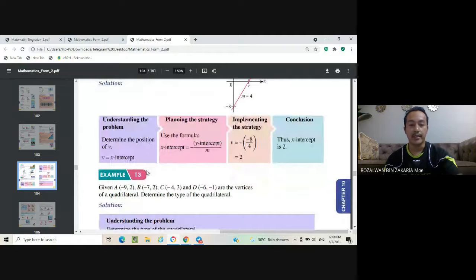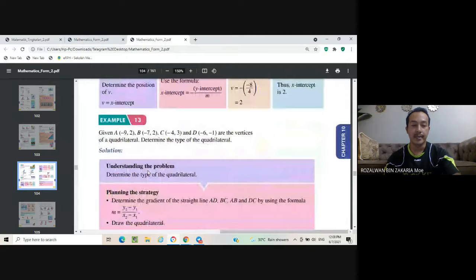Okay, the question is given: coordinate A is (-9, 2), coordinate B is (-7, 2), coordinate C is (-4, 3), and the coordinate for D is (-6, -1). They are the vertices of a quadrilateral. Determine the type of the quadrilateral. Okay, so the question asks you to find the type of the quadrilateral. A quadrilateral actually is a shape which has 4 sides.